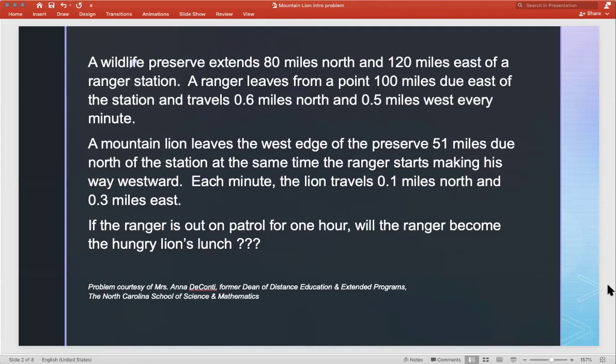A mountain lion leaves the western edge of the preserve 51 miles due north of the station. At the same time, the ranger starts making his way westward. Each minute, the lion travels 0.1 miles north and 0.3 miles east. If the ranger is out on patrol for an hour, will the ranger become the hungry mountain lion's lunch?